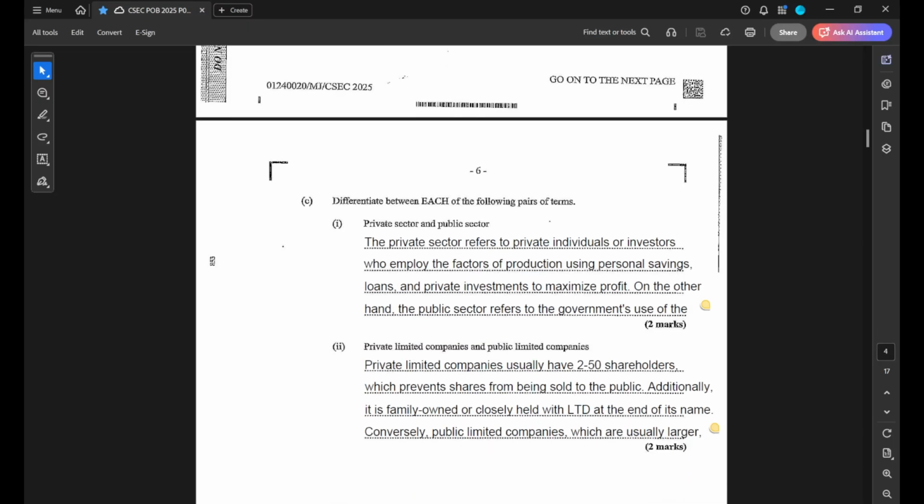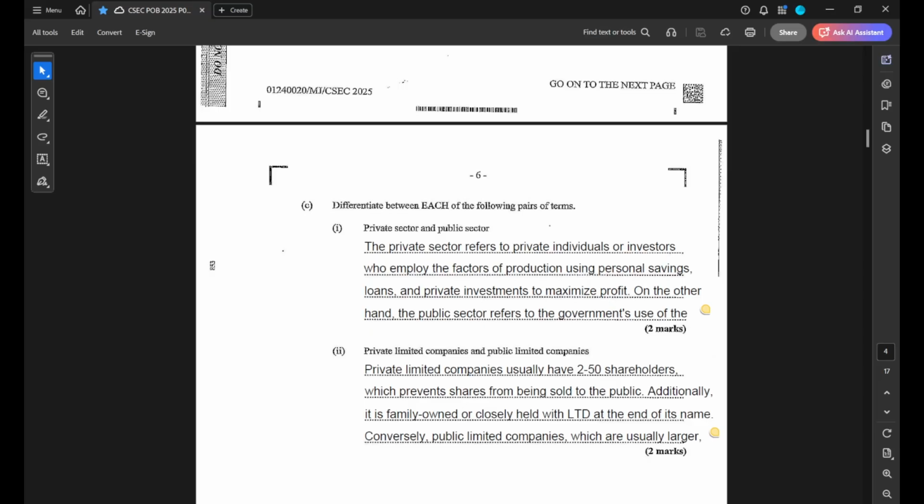That's for 2 marks. Private limited companies and public limited companies. Private limited companies usually have 2 to 50 shareholders, which prevents shares from being sold to the public. Additionally, it is family owned or closely held with Ltd at the end of its name. Okay?